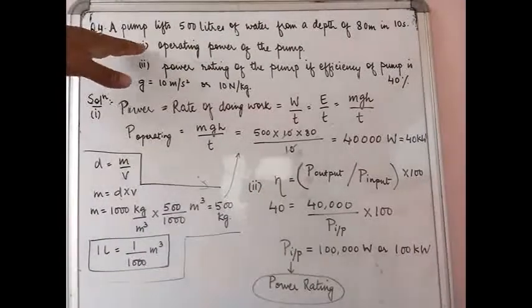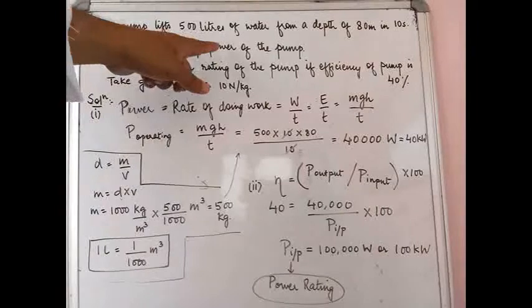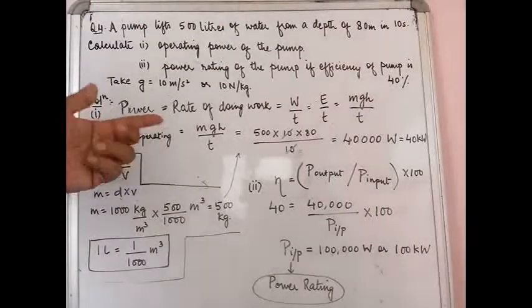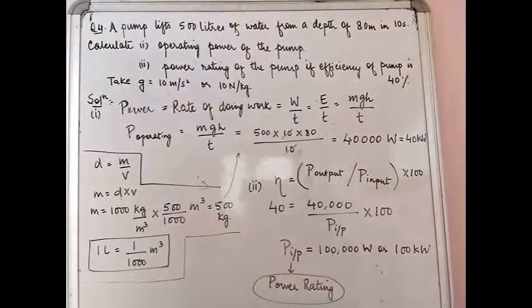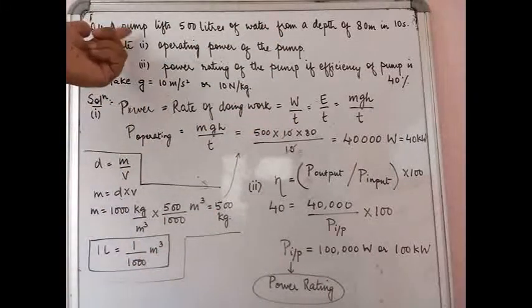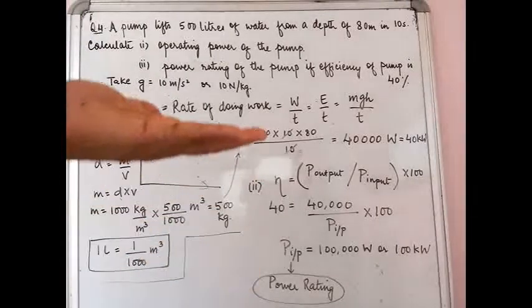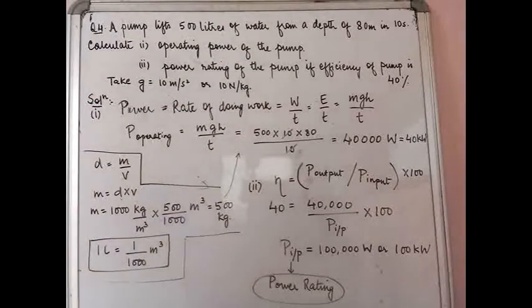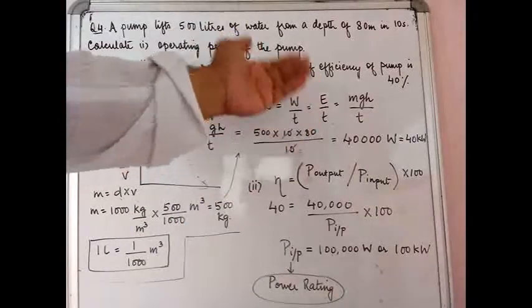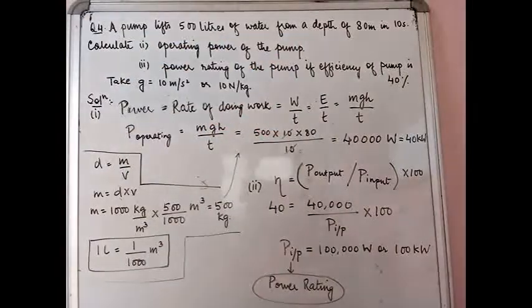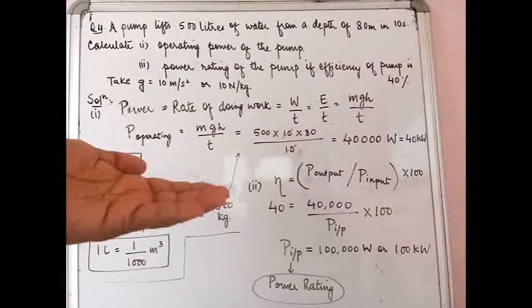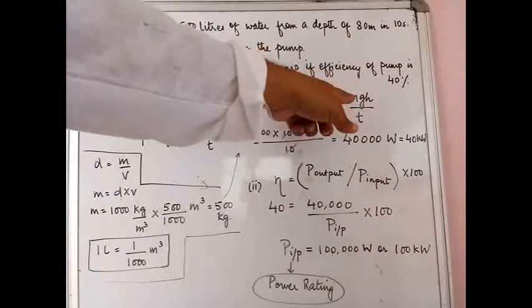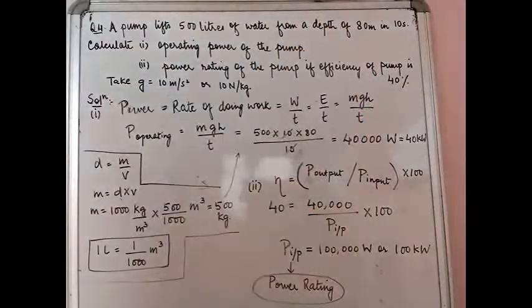So let us first deal with the first part, operating power of the pump. Now the power formula we have already discussed. Power is the rate of doing work. So who is doing the work over here? The pump is doing the work. What sort of work? It is lifting the water up by a particular height. So we have work upon time, or we can also say energy upon time, because work and energy are interconvertible. So here the change in the potential energy of the water that has been lifted up is mgh, and obviously then divided by t.